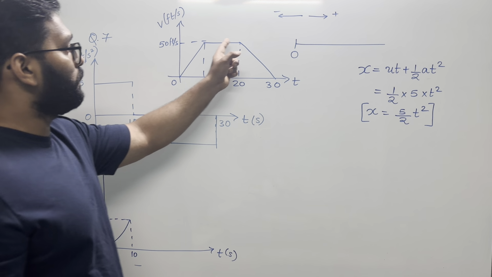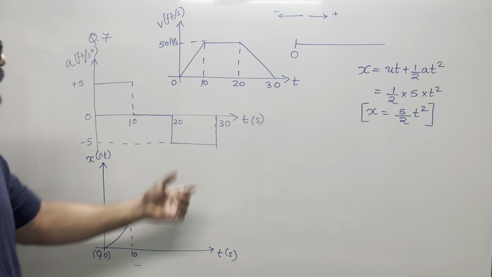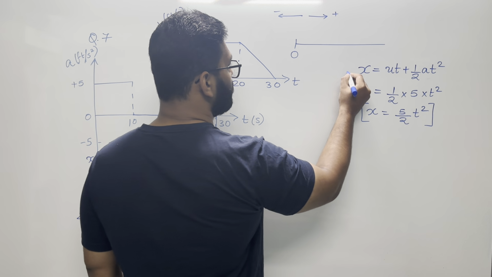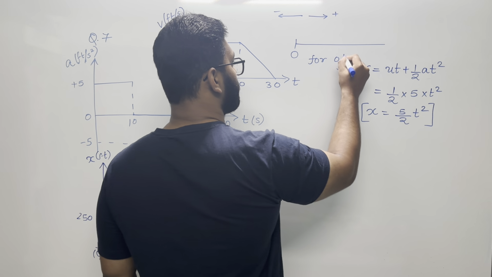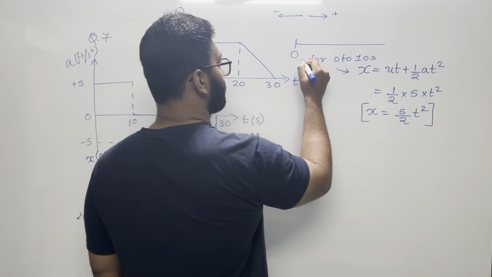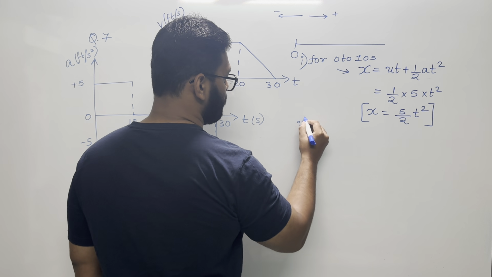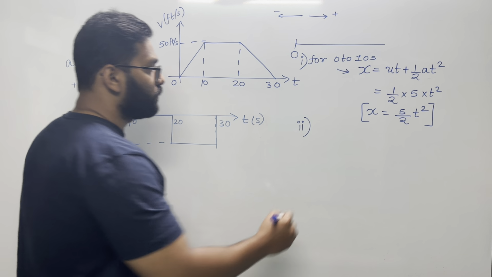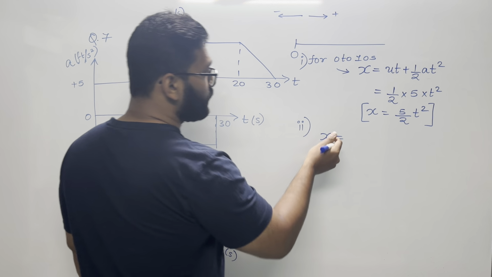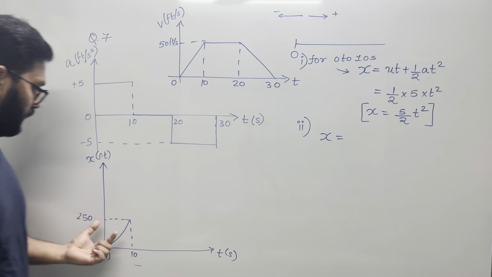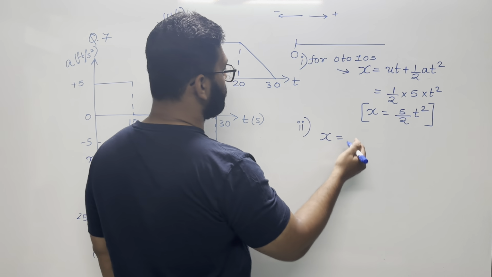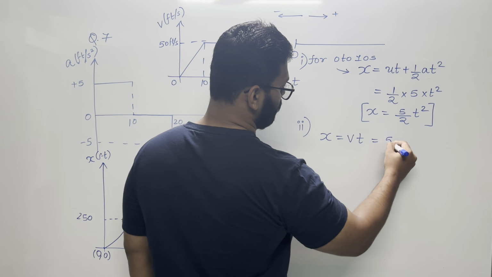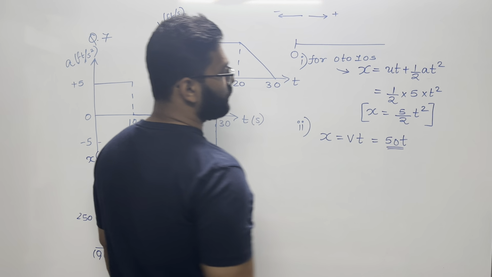After that, velocity became constant. Now velocity became constant, and what was that velocity? 50. So this equation is for 0 to 10 seconds. Now for the second case, what happens? The velocity is constant, 50, and this is for 10 seconds. So now after this 250 feet, my position x will be given as simply velocity into time t. So velocity is 50 into t. So it will increase with a rate of 50.